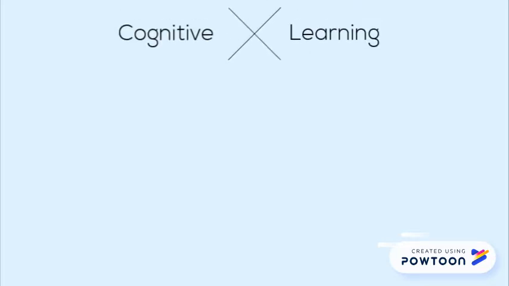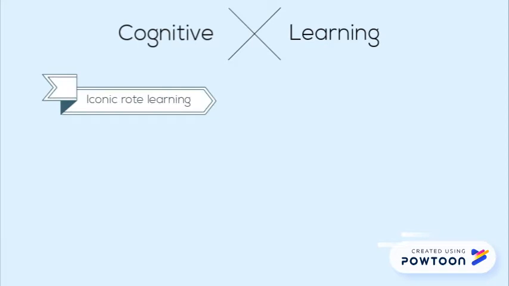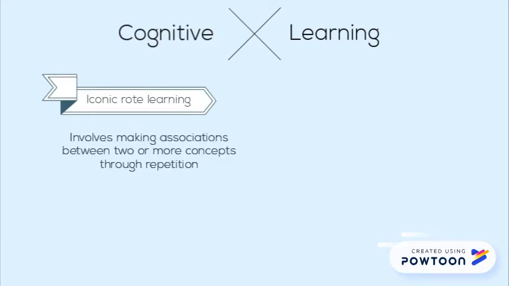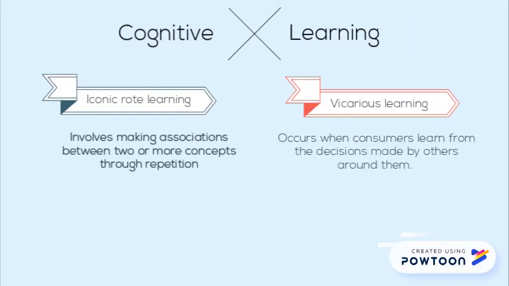On the other hand, cognitive learning is quite different from behavioral learning. It involves iconic rote learning, which is when the consumer makes associations between two or more concepts through repetition. This supports Cronlund's research that repetition fosters a greater learning experience. Interestingly, vicarious learning occurs when consumers learn from the decisions made by others around them.